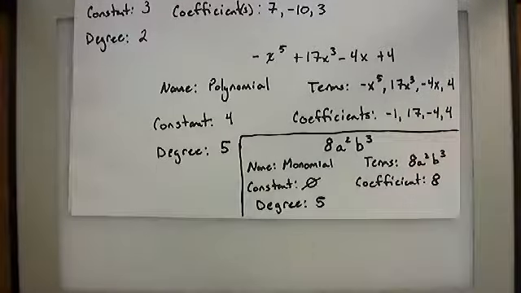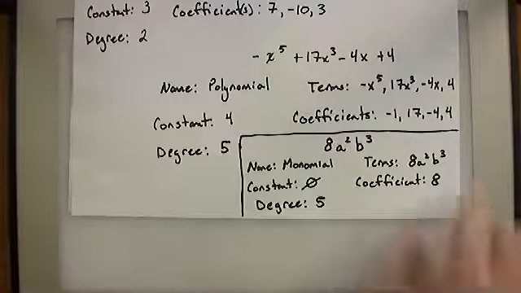So be a little bit careful. If there's multiple variables on one piece, you do have to add the powers to get the degree, all right? So that's really the idea, the vocabulary you need to know. We're going to say the words coefficient, terms, and all that stuff. So make sure you're comfortable with that.